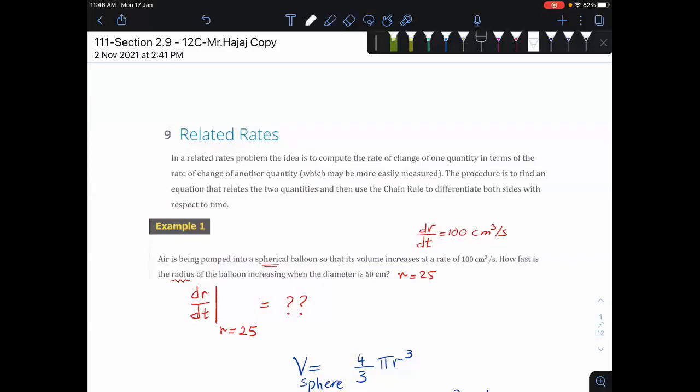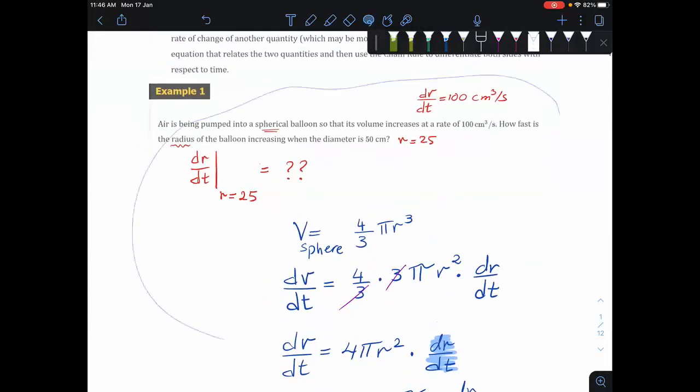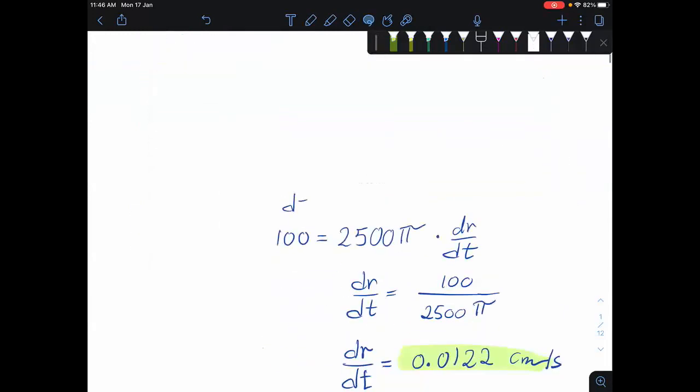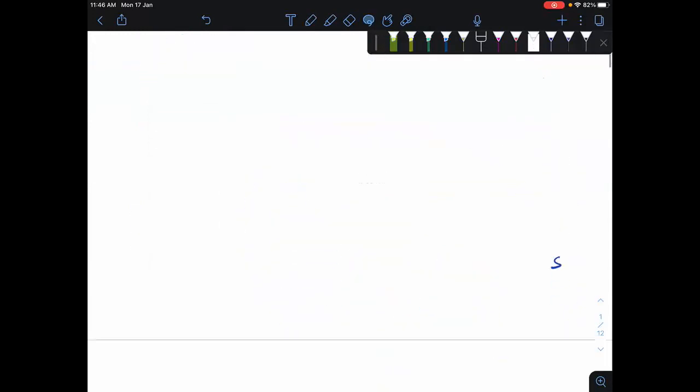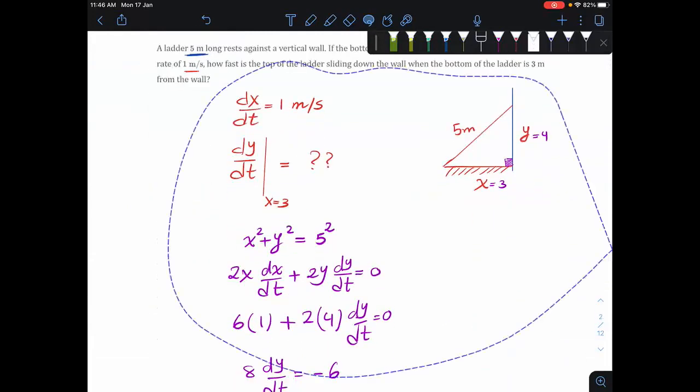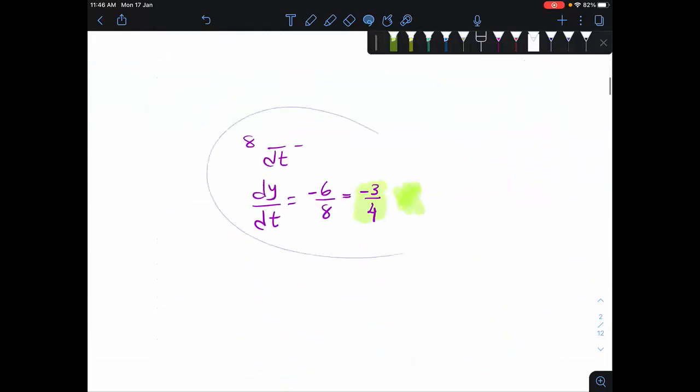It's 2.8. It's related rates. 2.8, related rates. So all of you, please pay attention. Simply, guys, this lesson is asking for rates. It's given one rate and asking for another rate.